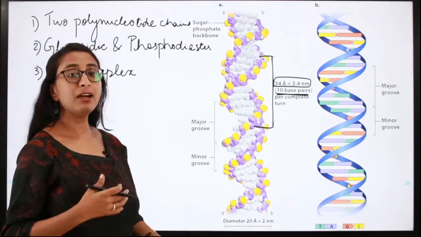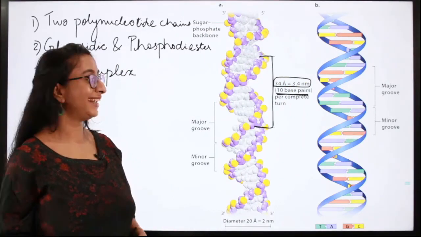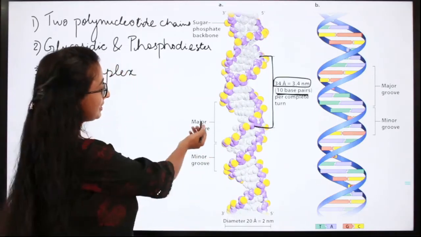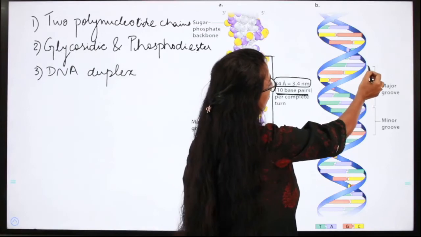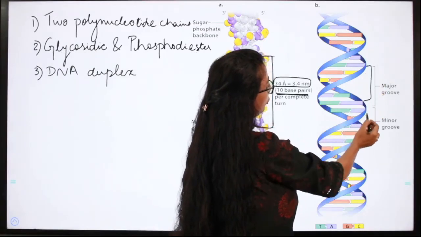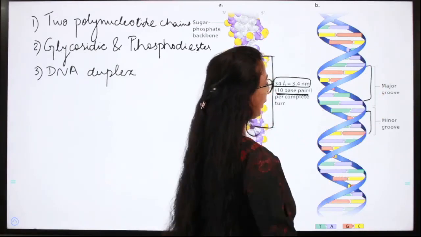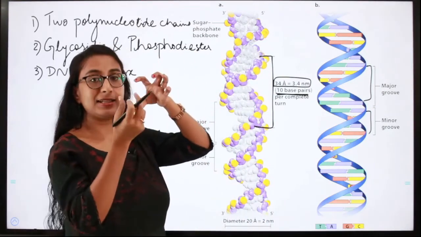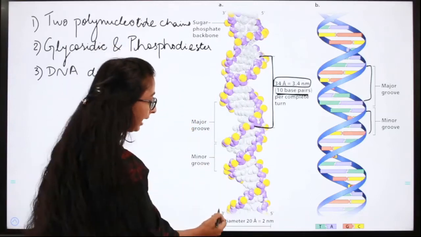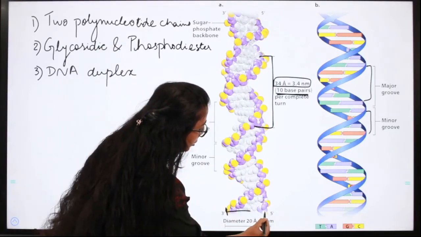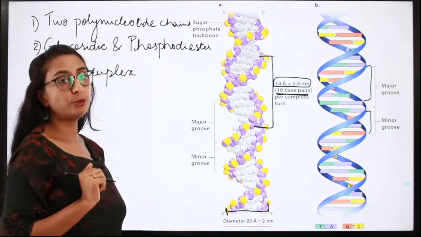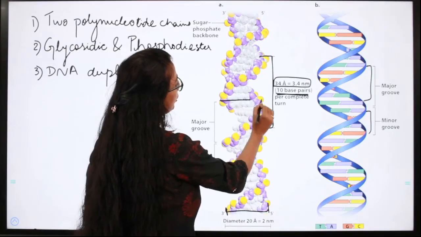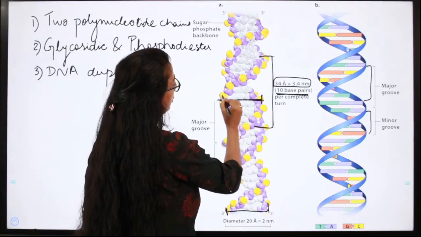Okay, and then we have two kinds of grooves in DNA. This is the major groove and this is the minor groove. Can you see this? Here again you can see this is the major groove. This region over here, this is the major groove, and this region over here, this is the minor groove. And then the diameter of DNA, if you see the thickness of the DNA, the diameter, that is the distance from here to here, that is 20 angstrom units or 2 nanometer. Okay, so this region is called as the diameter.